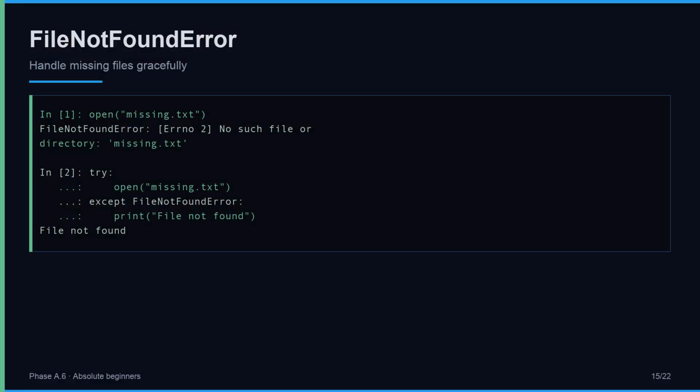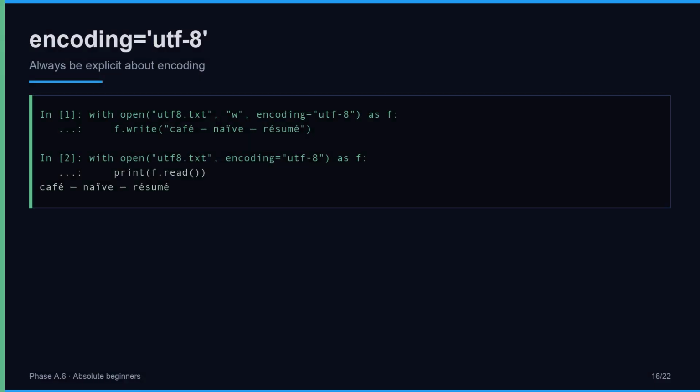If you try to open a file that does not exist in read mode, Python raises FileNotFoundError. This is not a crash, it is Python telling you something specific you can handle. You catch it with try and except, just like any other error. In practice you check whether a file exists before opening, or wrap the open call in a try block. Missing files become a normal part of your program's logic, not a surprise. Handle the missing case.